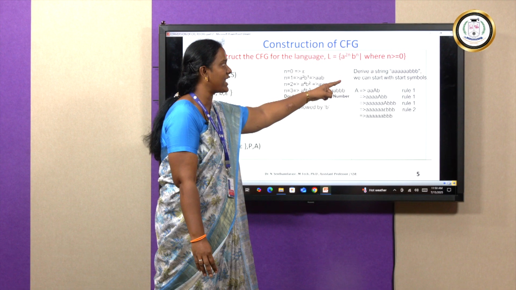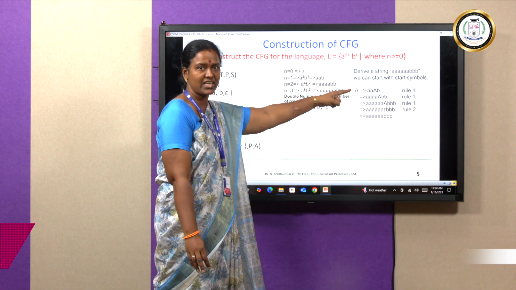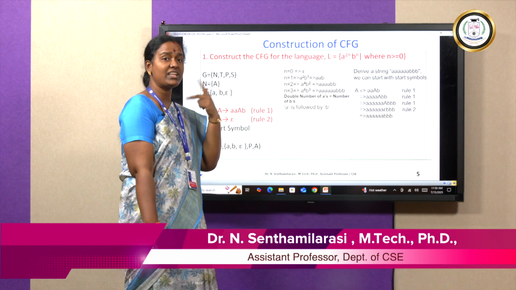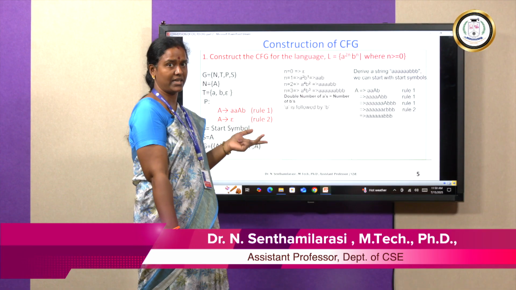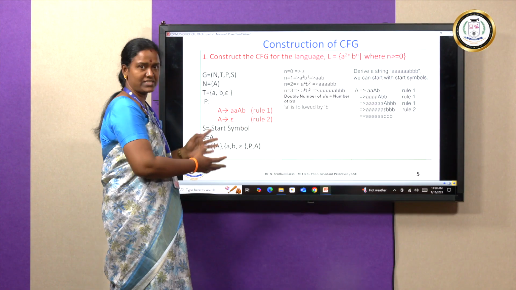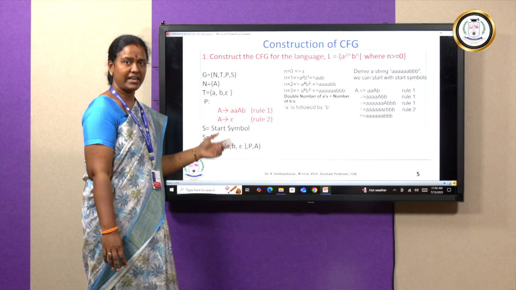How many A's are there? I am having 6 A's and 3 B's. Meaning, I am having double the number of B's for A. So this is about this first question. Next we will move on to the next question.